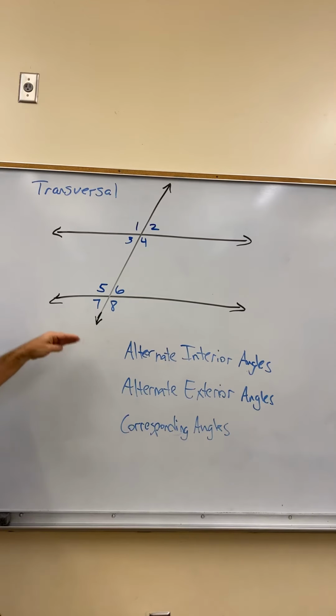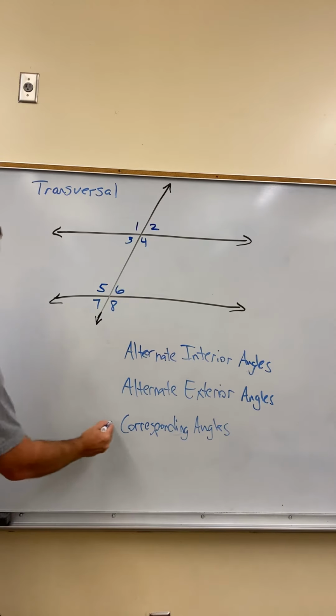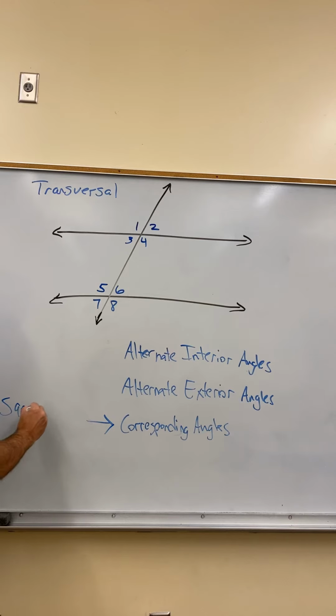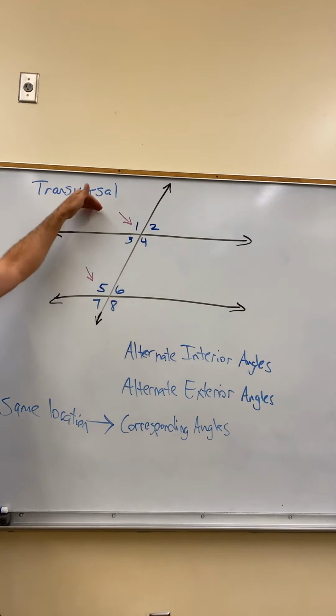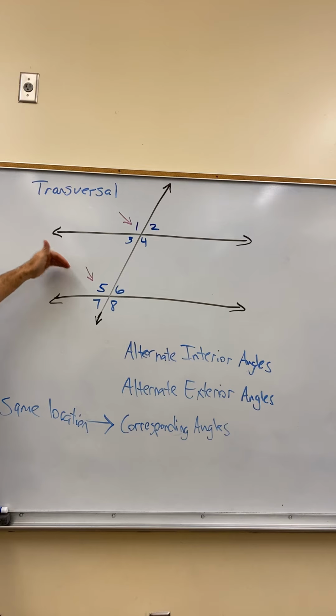So the first type we're going to talk about, we'll start at the bottom with corresponding. Corresponding means the same location. It's angles in the same location. So I'm talking about angles like angle number 1 and angle number 5. They're both in the top left-hand corner. Those are corresponding angles, and corresponding angles are going to be equal to each other. So if I tell you angle 1 is 100 degrees, angle 5 is going to be 100 degrees, whenever the lines are parallel.